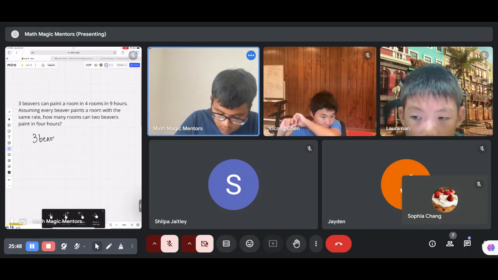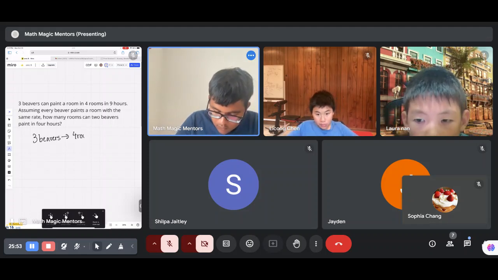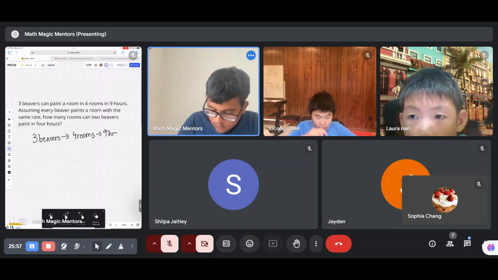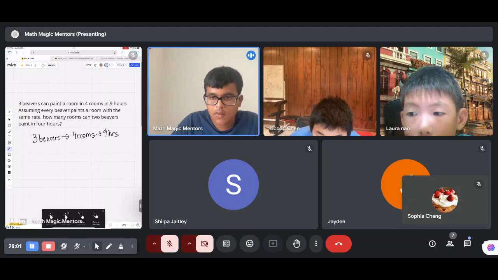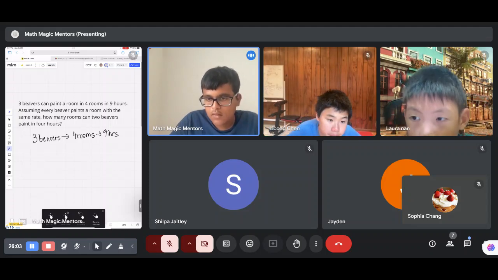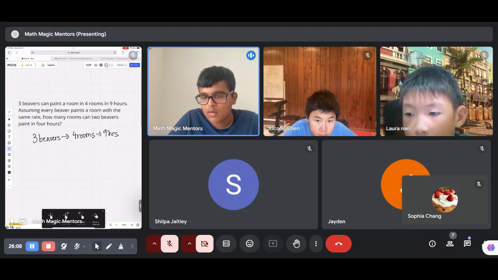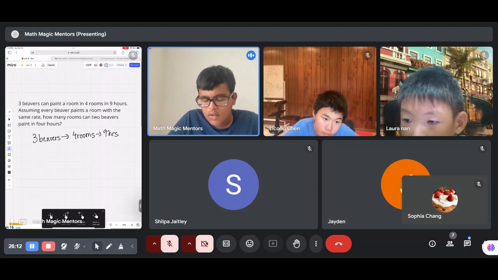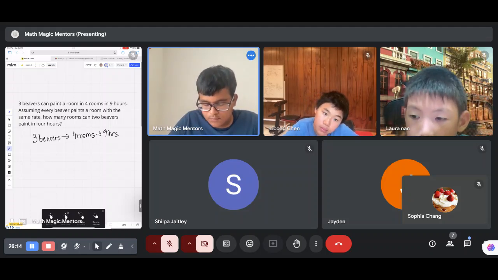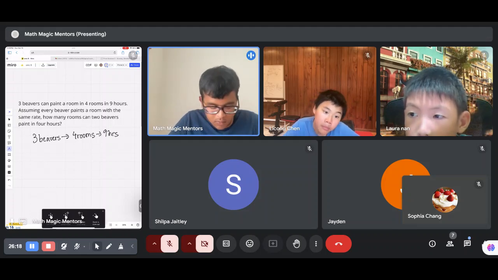Three beavers, four rooms in 9 hours. Does that make sense? Because it's just three beavers painting four rooms in 9 hours. So that's just how the arrows go. It doesn't have to be any particular amount. It doesn't have to be in any particular order. Just make sure that it all works out.